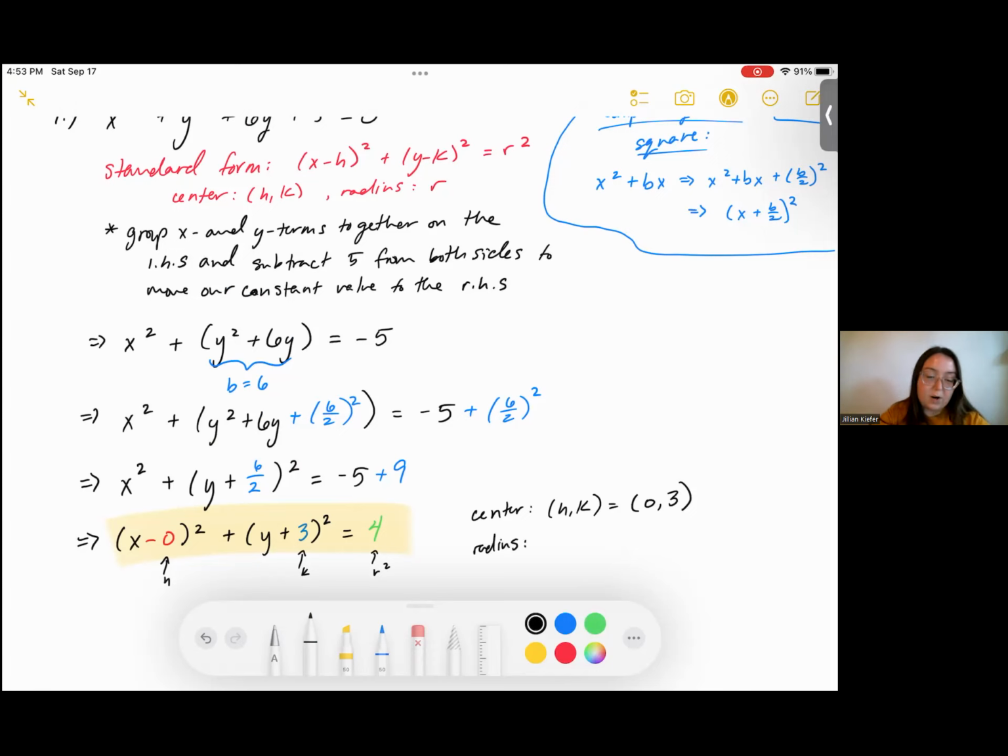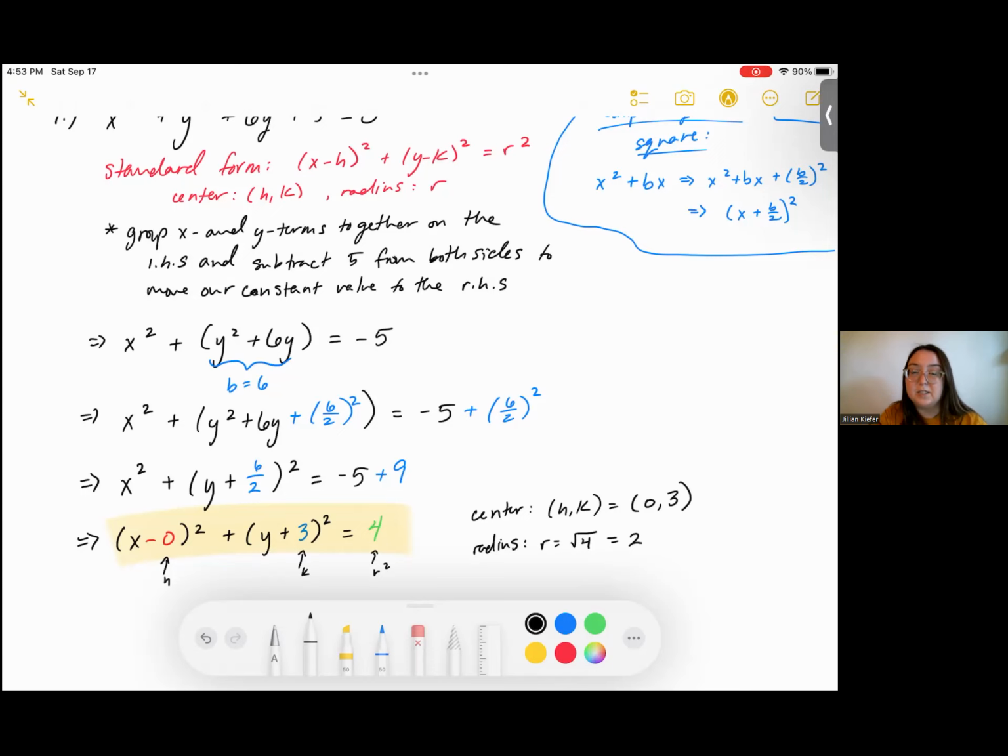Then our last part, our radius. We said that the radius is r, not r squared, and in our standard form, we have r squared. So the radius is going to be the square root of the number you see there at the end. Our number at the end was 4. We take the square root of 4, and the value is 2.